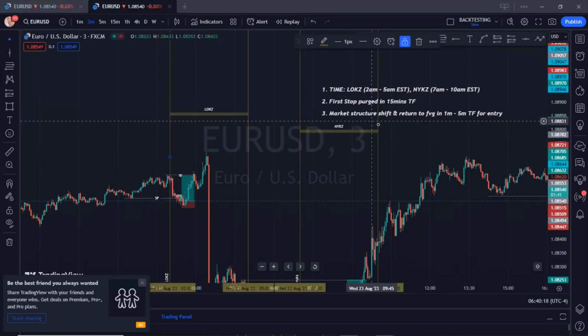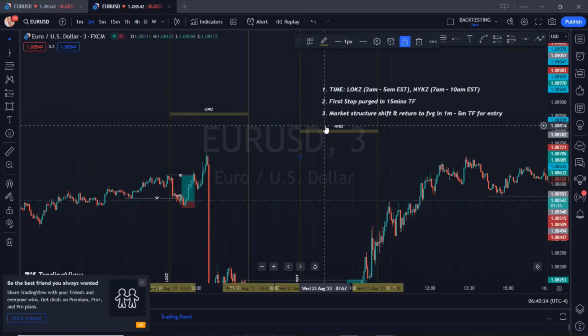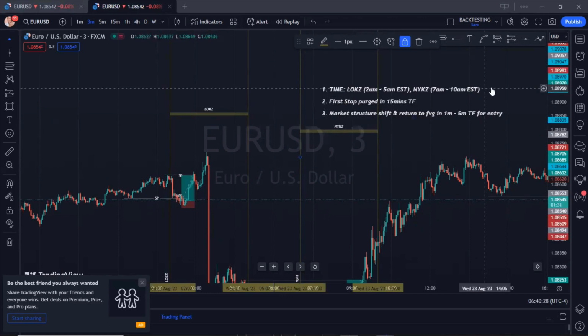So that is the first thing you need to consider. You need to consider time as a factor. Very, very important. If you're an ICT student, you should understand that time is a very good factor when you're trading an ICT strategy. So London Kill Zone is from 2 a.m. to 5 a.m. EST. New York Kill Zone is from 7 a.m.